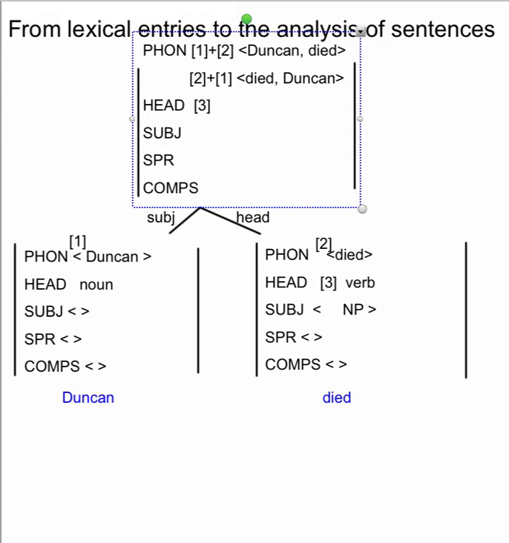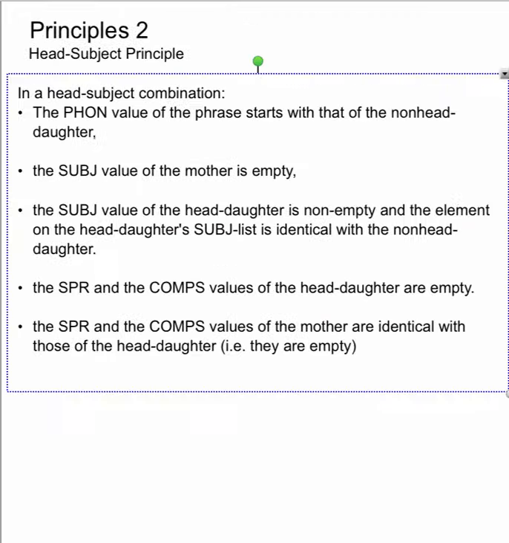Now what about the valence values? When a verb combines with its subject, we are actually working on the valence list. So we are satisfying the valence requirements of the head. This is expressed in a more precise way in the following principle. The head-subject principle takes care of what happens in head-subject combinations. It's quite a long list, so let's go through that.